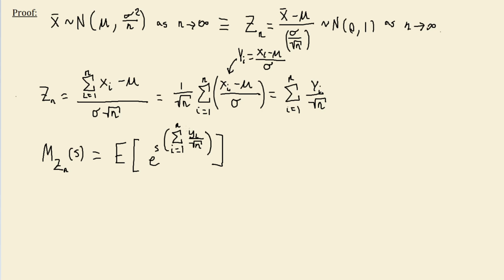But you can imagine, since we have the sum here, we can move this s in and distribute this out. And so just according to the laws of exponents, this would be equal to the expected value of the product from i equals 1 up to n of e to the power of s y sub i over the square root of n. Here, this is all in the exponent.